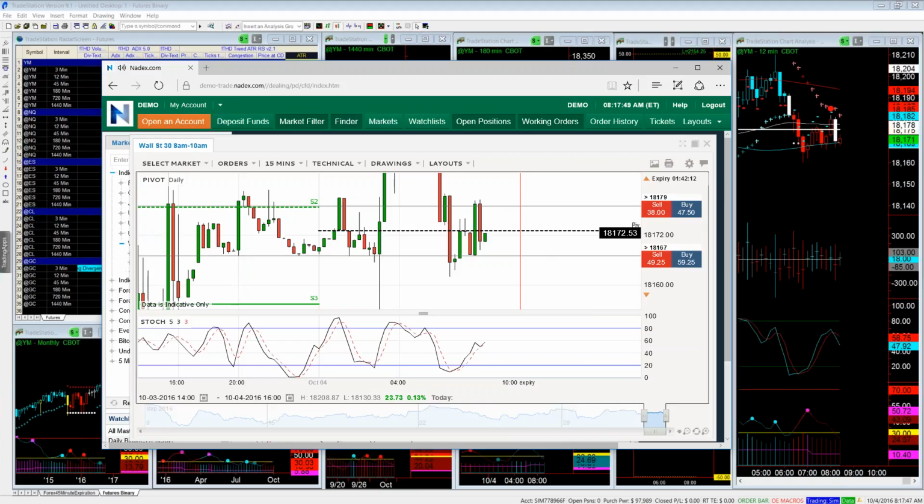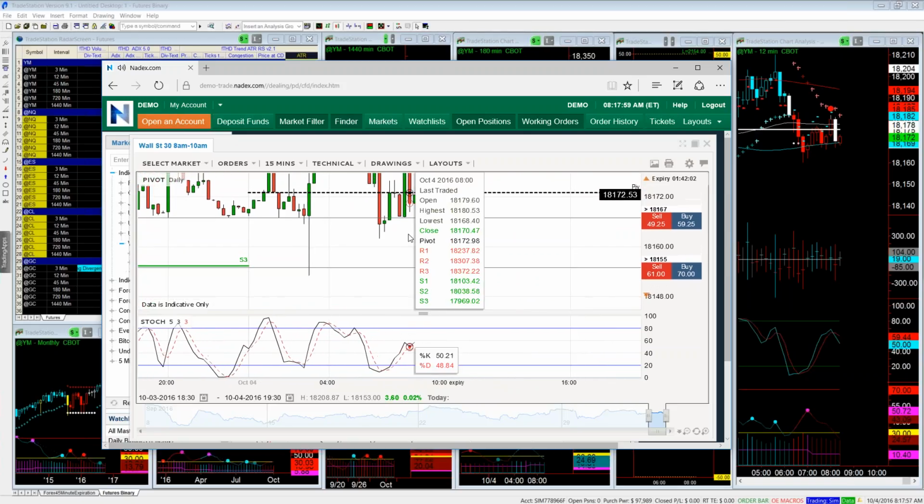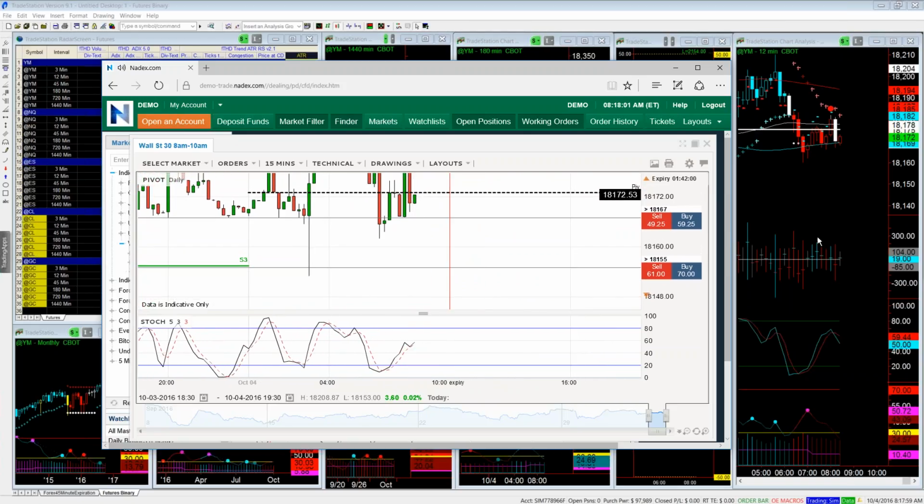If you wanted to go in the money, you would use the 18,179. I don't do those. There's too many opportunities outside of that. You will have the market opening at 9:30 for this one. That could push it in your direction.